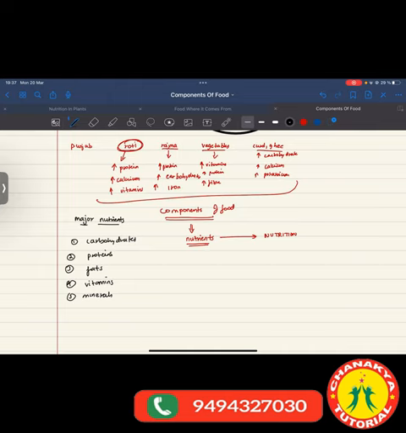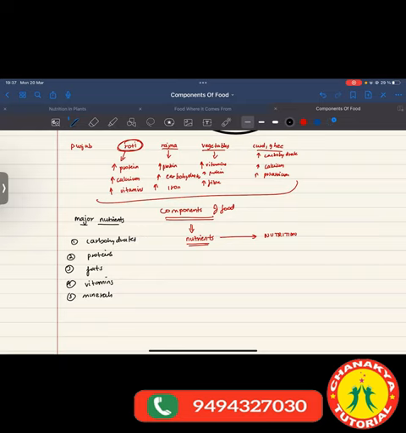Okay, and then protein foods. Tell me examples of protein foods. Fish. Fish, very good. You also have poultry. We have beans. We have egg. All this is protein rich food.